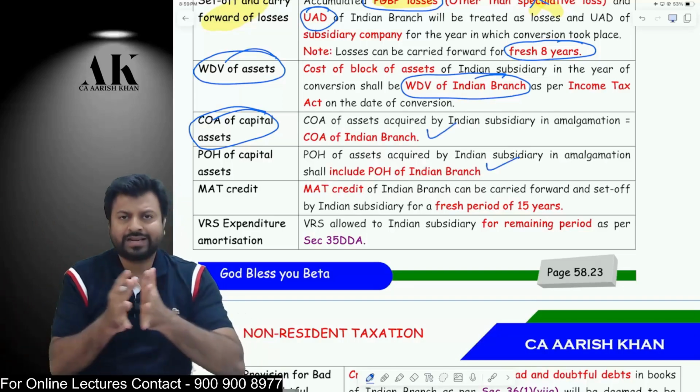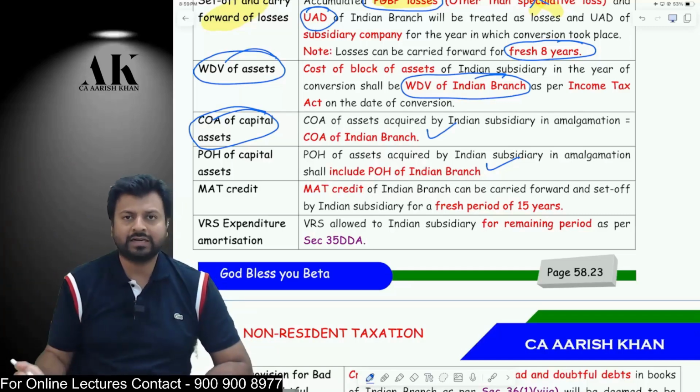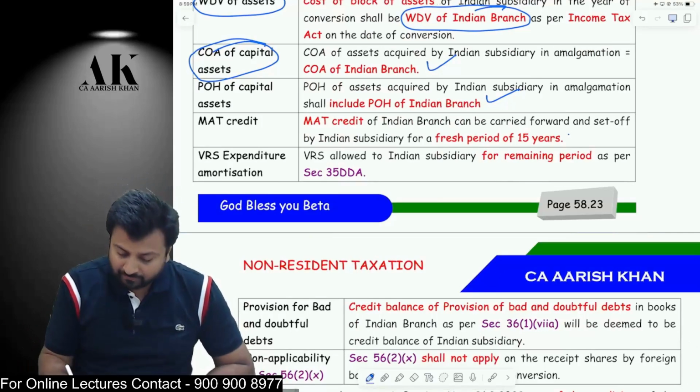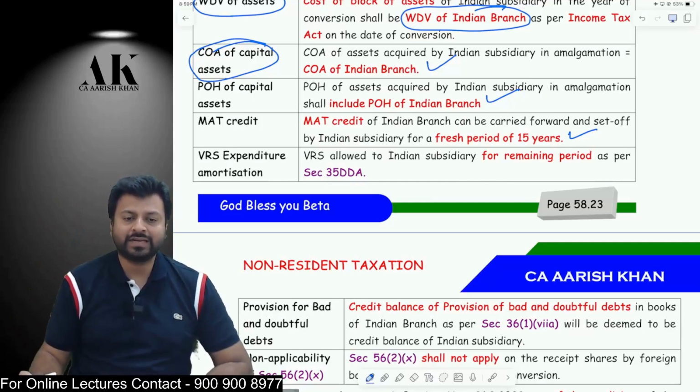Period of holding should also be clubbed from the day on which the Indian branch has purchased the asset, to determine whether the asset is long term or short term. Okay. MAT credit can also be carried forward by the Indian company for another fresh 15 years.